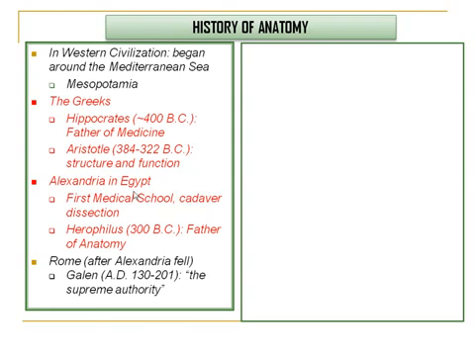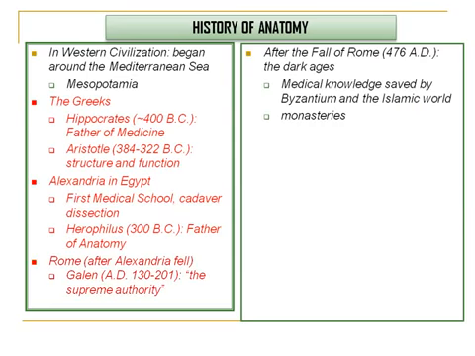And after the fall of Alexandria, there arose an era of Rome where Galen acted as a supreme authority in anatomy. He propounded a large amount of information regarding anatomy. After the fall of Rome, there was a dark age in the history of anatomy, and medical knowledge was shaped by the Islamic world, the Byzantium, and the monasteries.